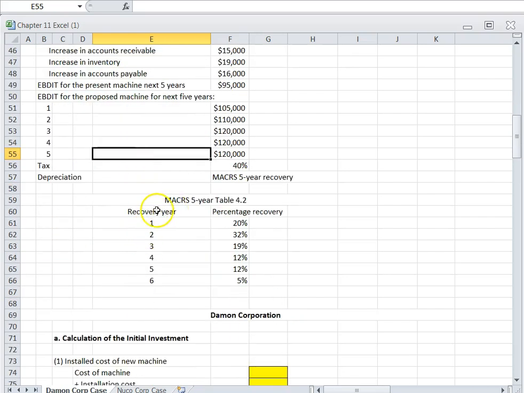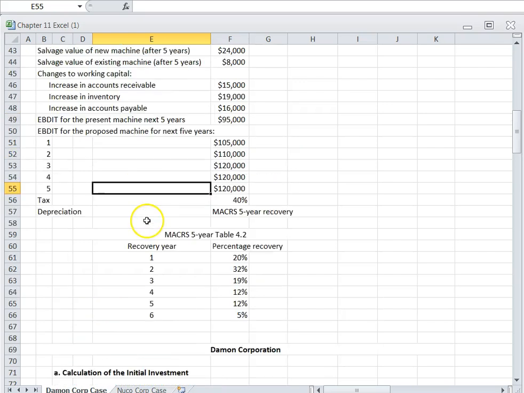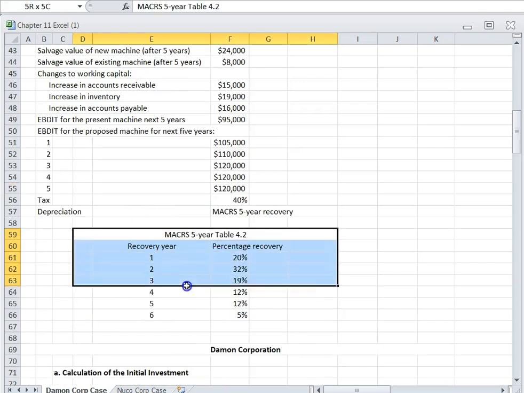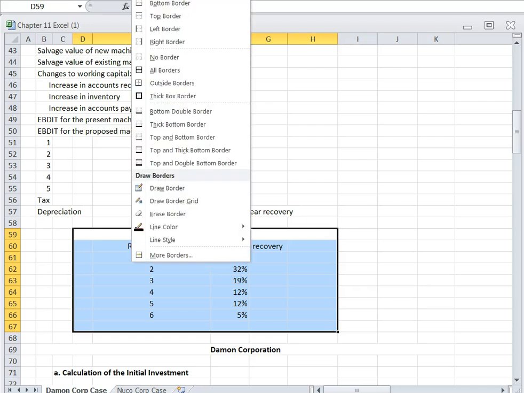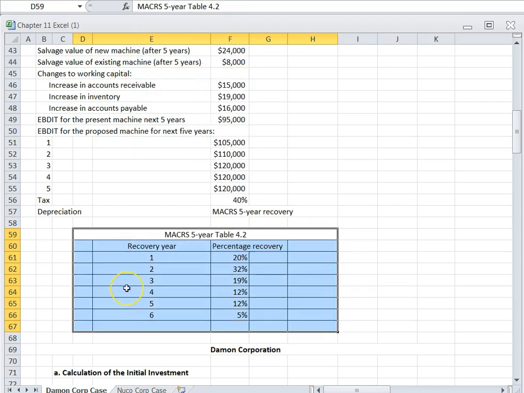Here is my modified table. Maybe I want to make it like a table like that.